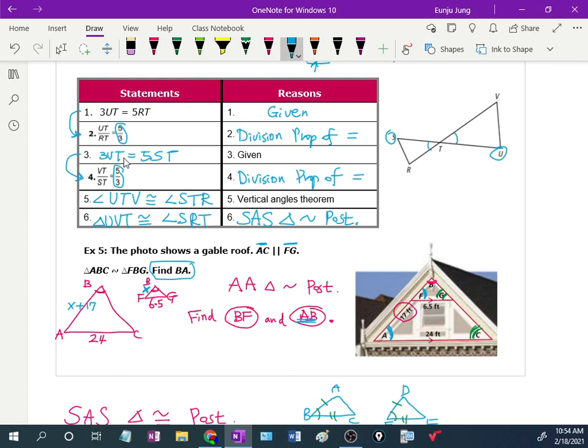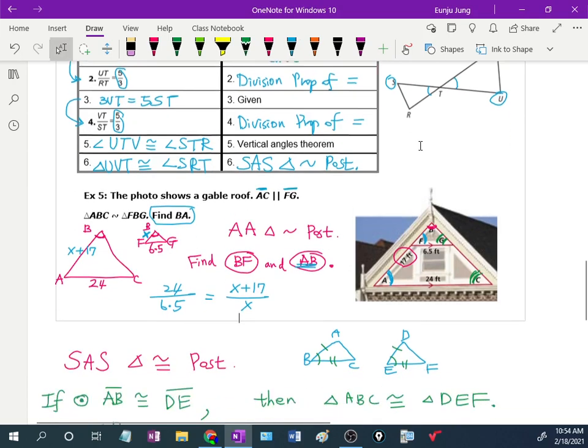So let's set up the equation. So 24 and 6.5 goes as X plus 17 and X. Big one, small one, big one, small one, right? Corresponding parts together. There are 4 different ways to set up an equation, but we'll get the same answer, okay? So match the corresponding parts, and big number, small number, like that, okay? Right, so let's solve it.